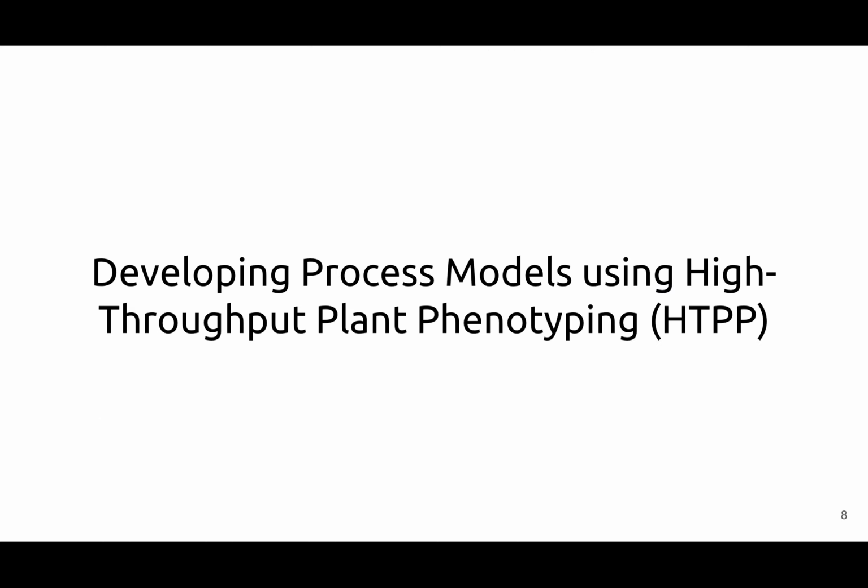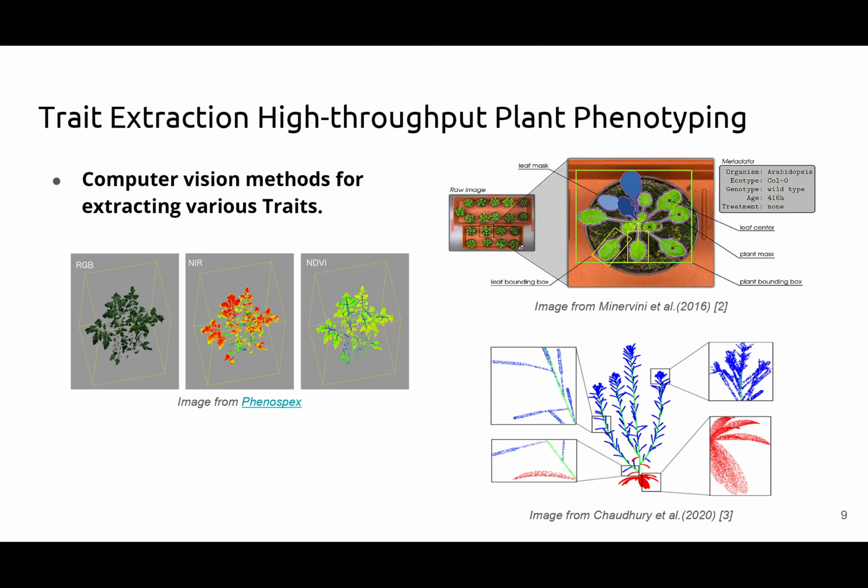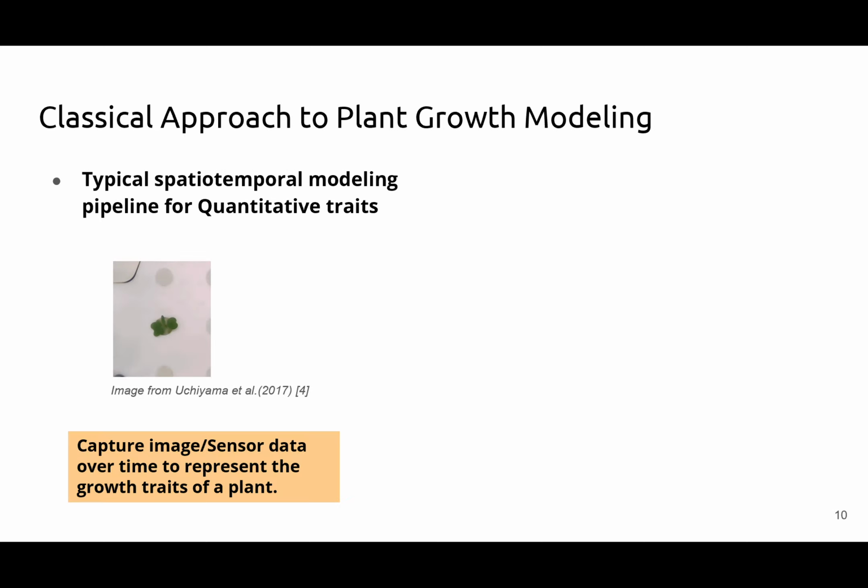So the first thing we'll take a look at is developing a process model using high throughput plant phenotyping. And the reason why we use this approach is that it's the most prominent method in plant phenomics to extract traits from images using various computer vision methods. And the typical approach to plant growth modeling starts with capturing image or sensor data over time to represent the growth traits of a plant.